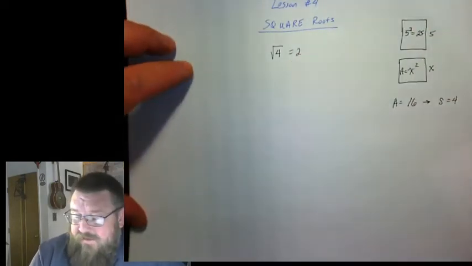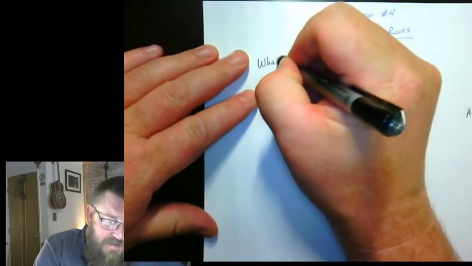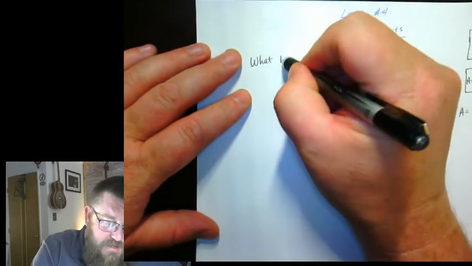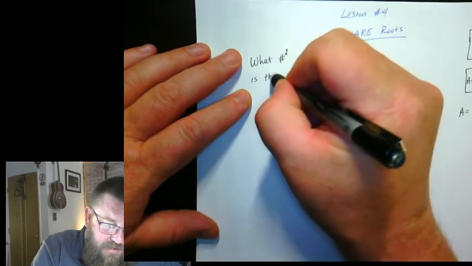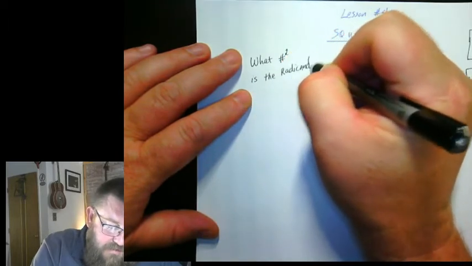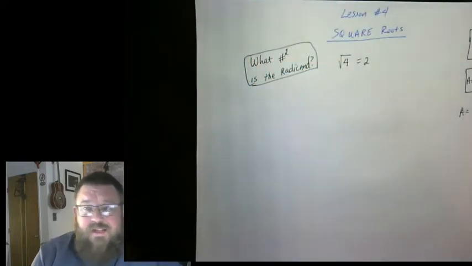So here's the way I want you to read square roots. Square roots are asking a question in math. Square roots ask a question. They say, what number squared is the radicand? That's what square roots are asking. That's it right there. That's the big idea.